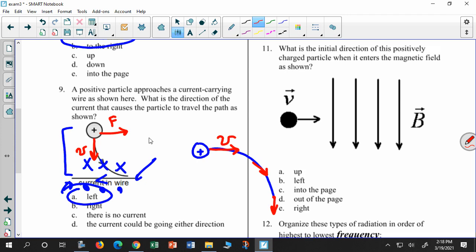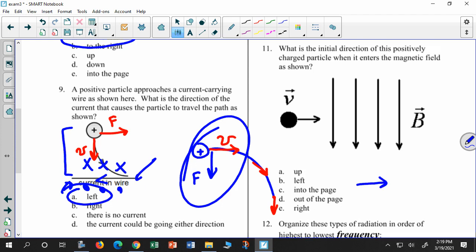The force that causes that change in the direction of the velocity is going to be a center-seeking force, a centripetal force. And so the force that causes that is going to be in this direction. So these are the two vectors that I'm concerned with. I have V in this direction. I have F in this direction. Well, I did it opposite of what I had before. But if I do that, I have V, F, that means my magnetic field has to be, oh, not that, sorry. My magnetic field is out of the page.